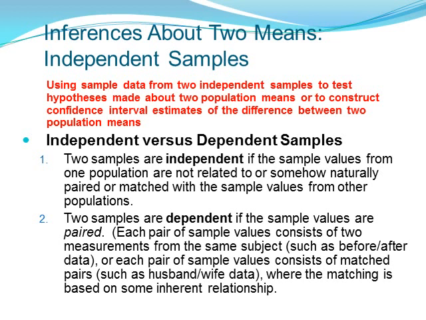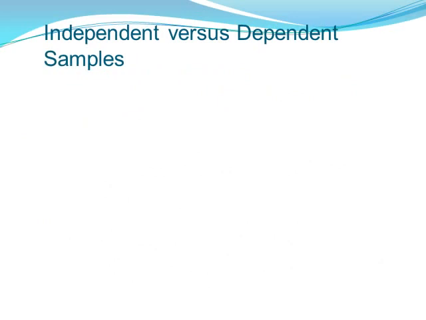Dependent samples involve situations where the sample values are paired in some way. Each pair of sample values consists of two measurements from the same subject, like a before or after, or each pair of sample values consists of matched pairs, such as husband and wife data, where the matching is based on some inherent relationship. Let's look at independent versus dependent samples.